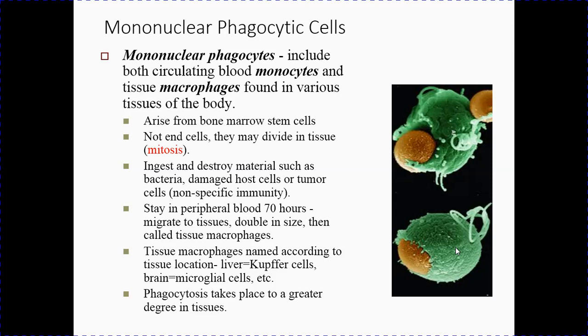If you remember when we talked about macrophages, they're named according to the tissue location. Liver cells are called Kupffer cells. Macrophages found in the brain are called microglial cells. And phagocytosis is known to take place to a greater degree in the tissues. There's a high concentration of phagocytic cells there, so it's a great place for phagocytosis to take place.